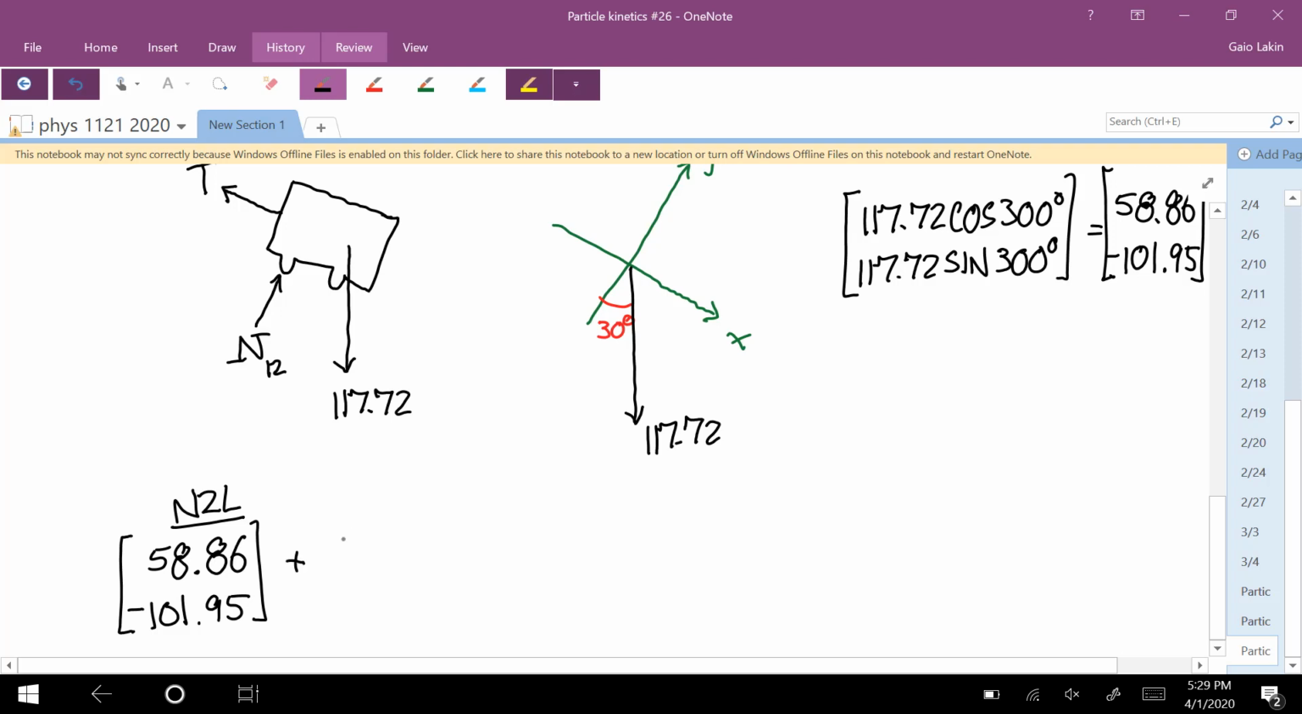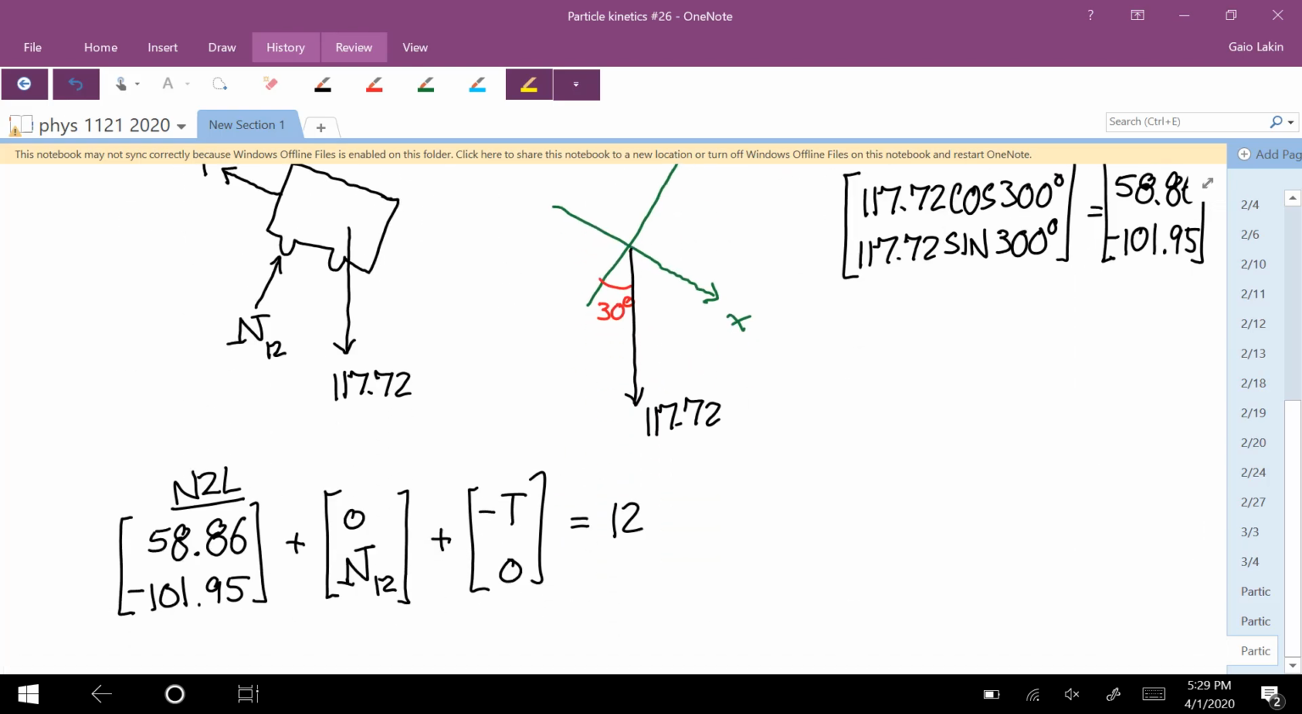Then we have the weight force that's in the positive y direction. So did I say weight force? Normal force is in the positive y direction. So normal 12. The cable force is in the negative x direction. So that's negative T. And all of this is equal to the mass of this body, which is 12, times the acceleration of this cart.